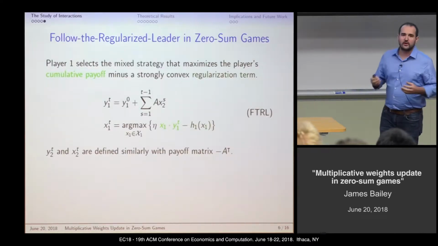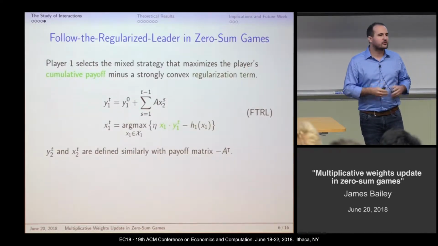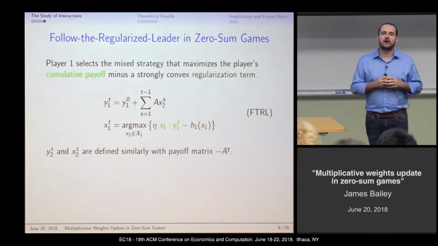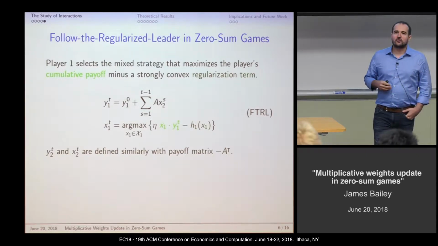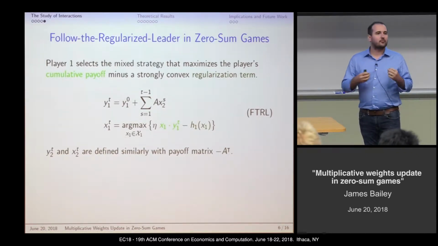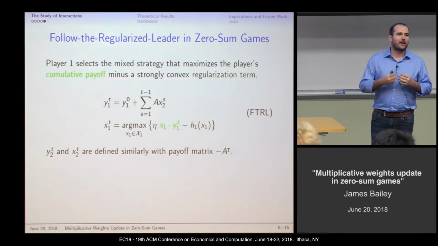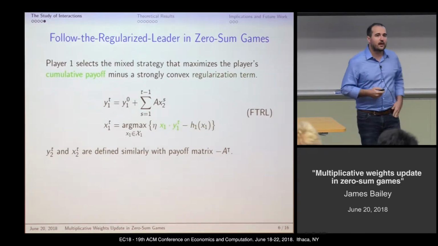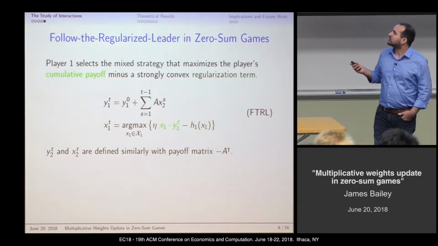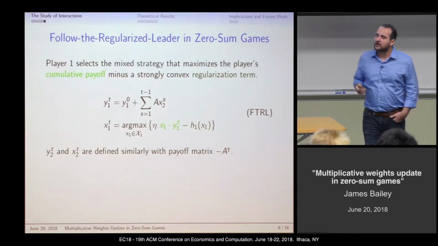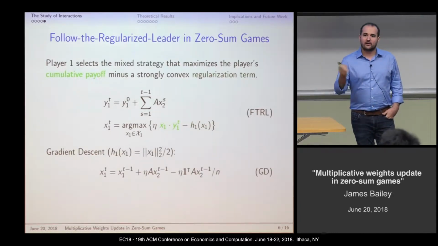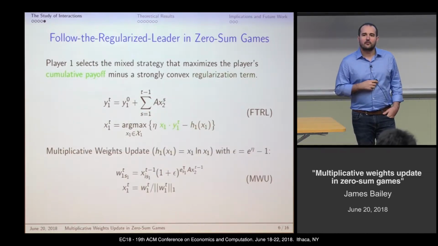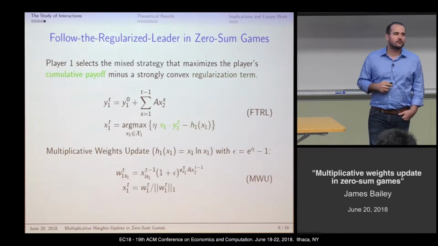And I suppose the first thing we need to do is define how we're going to actually update our rules. For this talk, we're going to talk about follow-the-regularized-leader algorithms. Follow-the-regularized-leader is perhaps the most commonly used class of algorithms. We sort of select a probability vector, a mixed strategy, that's going to maximize some combination of a cumulative payoff as well as a regularization term that's going to give us our no-regret guarantees. Some examples are gradient descent. The regularizer we use there is just the L2 norm, the Euclidean distance. Of course, multiplicative weights, where we use a negative entropy function.